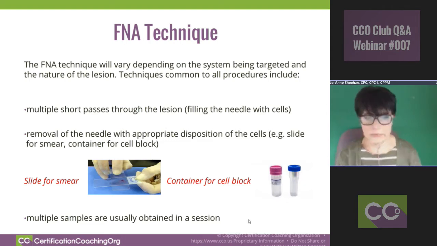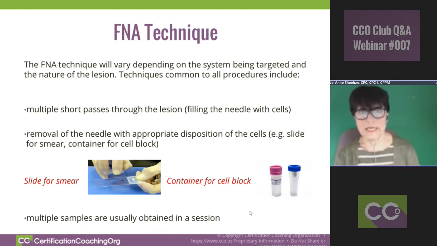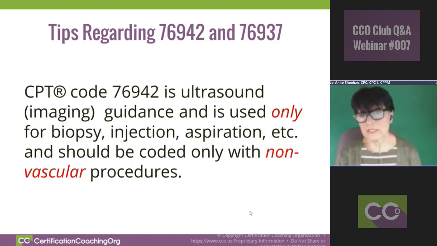Okay, and it would be labeled. And multiple samples are usually obtained in a session. So don't be tricked if your doctor writes that he did 5 samplings. You can only bill it once. So the tips regarding the 76942 and also 76937, but we're not going to focus on that.